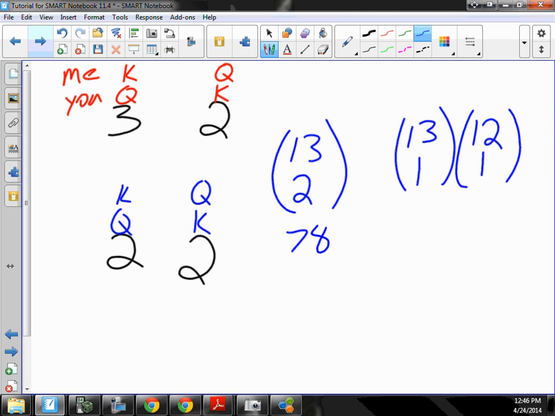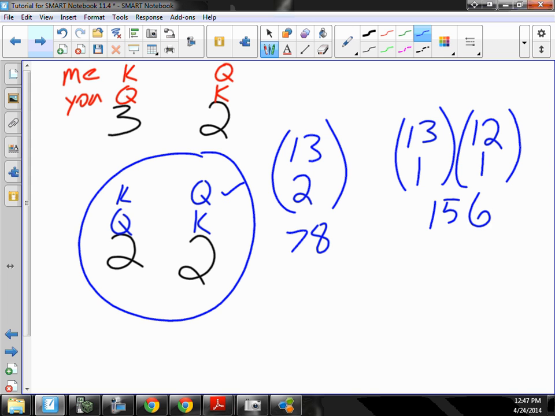13C2 is 78. What is 13 times 12? What is that? 156. Now wait a minute. Why are those different? Here's the reason. If I look here, is the top hand and the bottom hand the same? Yes, because there's the same number in each. So in the top portion, are those two hands the same? No.